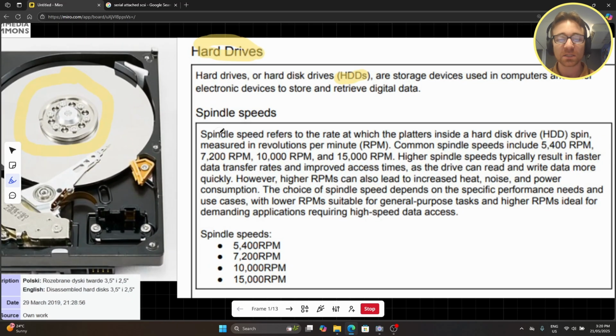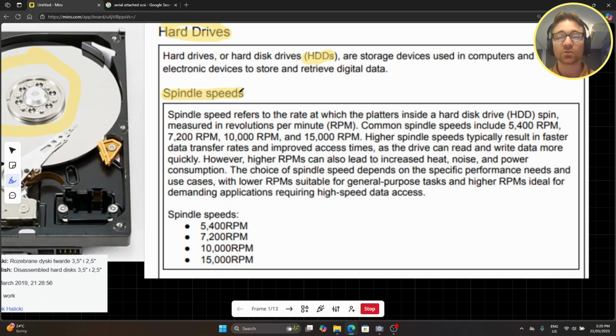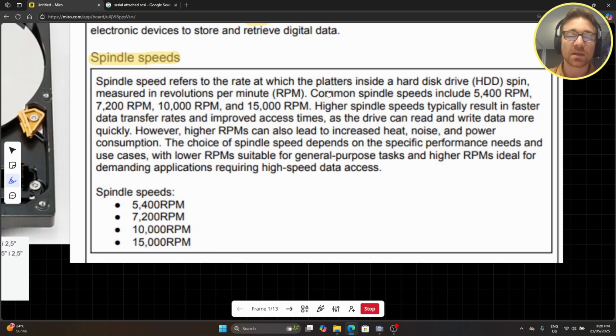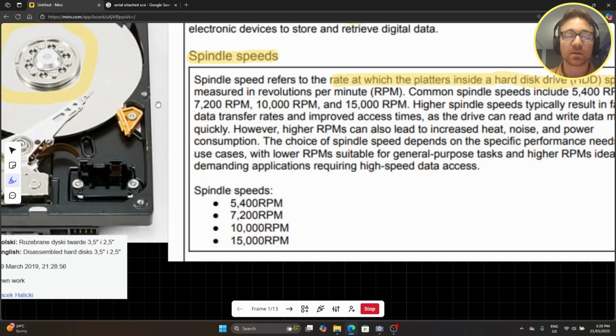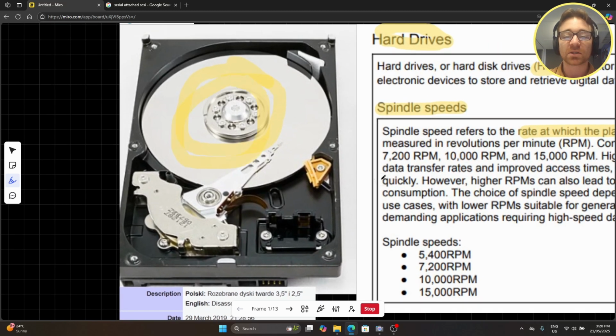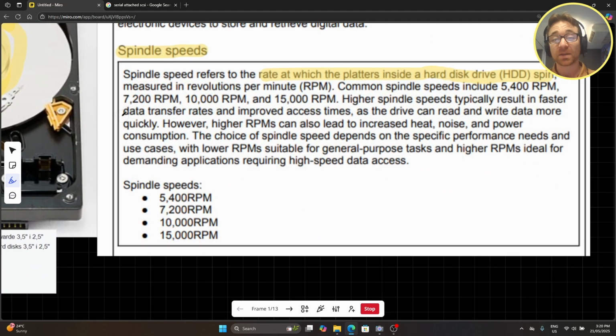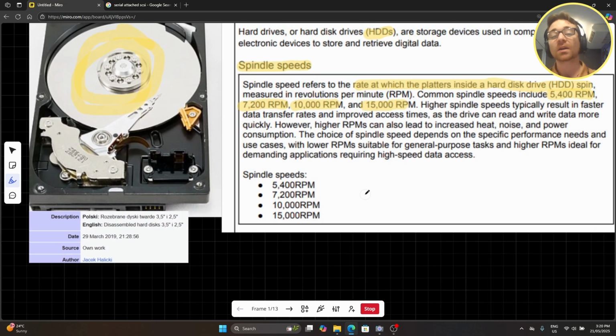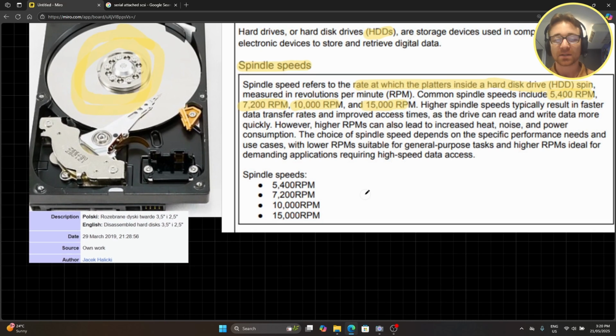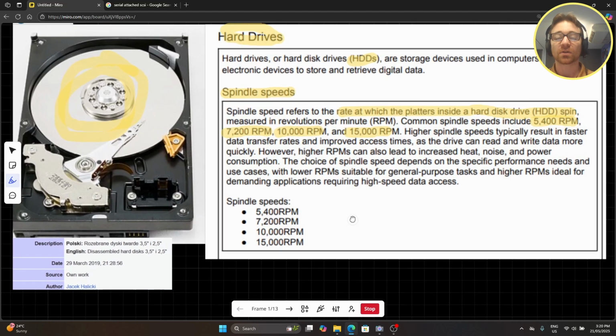Now, the spindle speed, which is one thing you definitely do need to know about for your exam, refers to the rate at which the platters inside the hard drive spin. So the rate at which this is actually spinning around. There's 4 specific speeds that you need to know about. They're very specific speeds, okay? You've got 5,400 RPM, 7,200 RPM, 10,000 RPM, and 15,000 RPM. And essentially, what you need to know is that the faster it spins, the less latency there is. The faster it spins, the less latency that hard drive has.